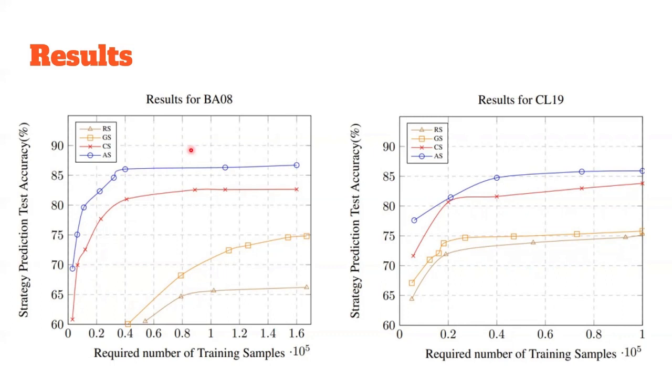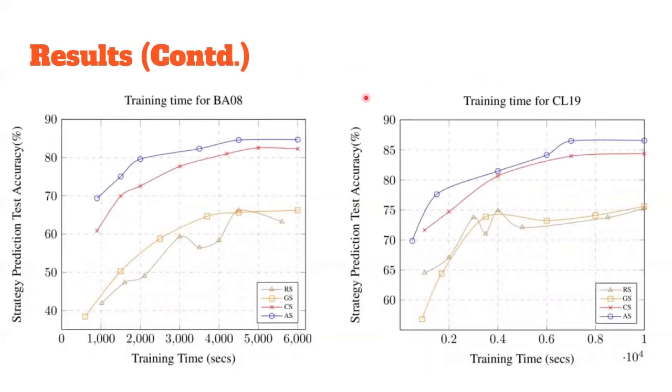As you can clearly see, our approach is the best performing model as it requires the fewest training samples to reach a high accuracy, and this is true for both datasets. Next, we show the accuracy versus the training time required to reach an accuracy. Here we see a similar story, where our proposed approach is the best performing model as it requires the least time to achieve a very high accuracy.